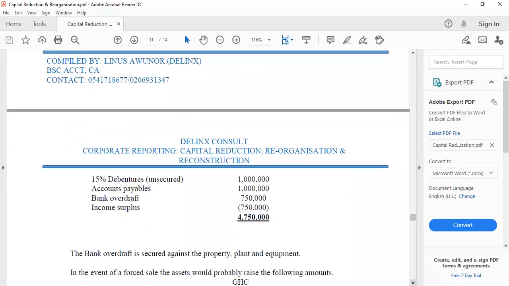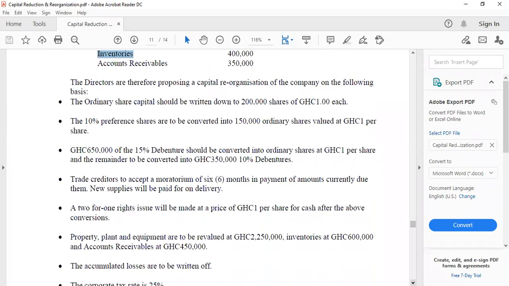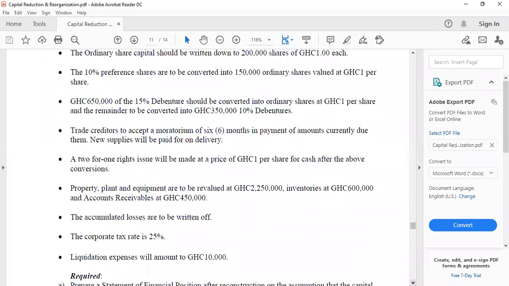The next asset is inventories. And the new value is now not the breakout value, it's not a forced sale value, it's the real value. The forced sale is when we want to liquidate. We don't want to continue the business. Inventory will now be 600,000.